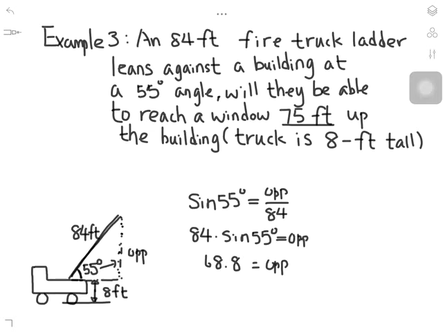But don't forget the height of the truck. We have to include that as well. So we have to add the 8 to know the total height. So 68.8 plus 8, that's 76.8. Is it higher than 75? Obviously it is. So the answer is going to be a big yes for this question. It will reach the height of 75 feet.